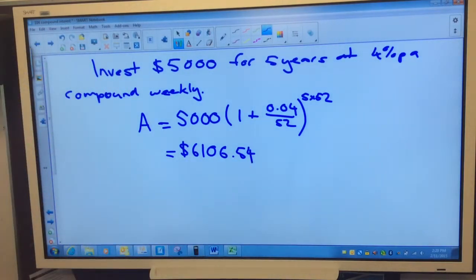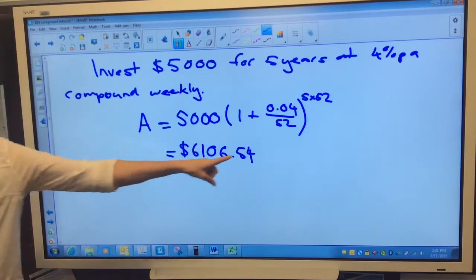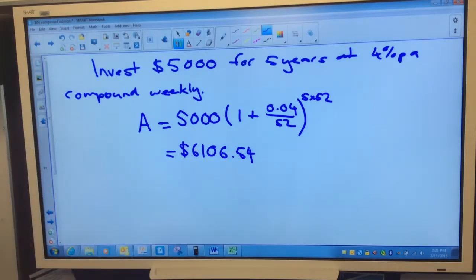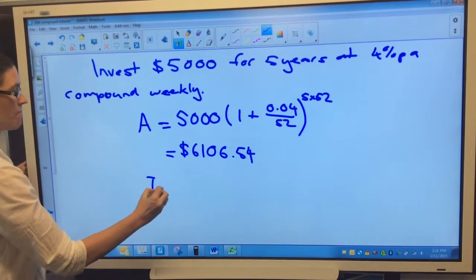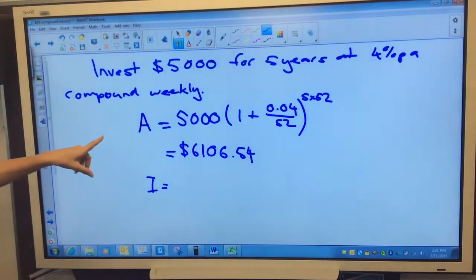Okay, remember it's money, so you must give 2 decimal places, no exceptions. Always 2 decimal places. I don't care if that was a 0, you still write it in. Okay, give me 2 decimal places for money. So that's what happened if I invested my money. That is the total value. That's not my interest. What does A mean? A is the amount at the end or the future value.